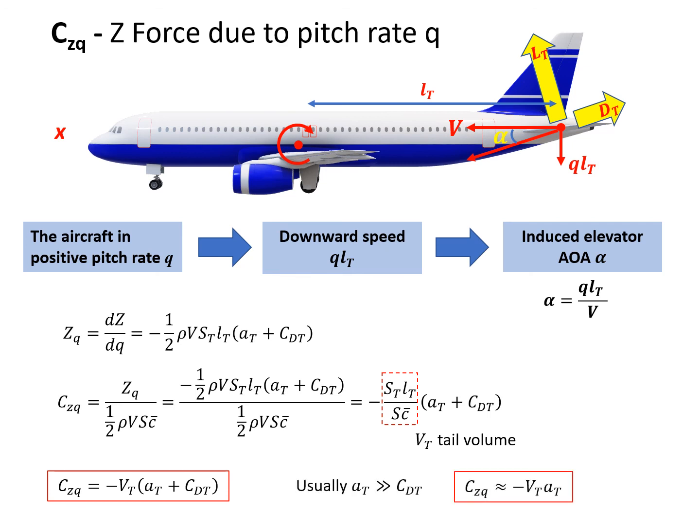Usually we know the constant AT, the elevator lift coefficient slope, is far larger than the drag coefficient. So CZQ can be approximated by minus VT times AT. It's more simplified, and we can usually use it as the first estimation. So this is what we have for this lecture. We derived the 3 parameters, and hope you can understand.